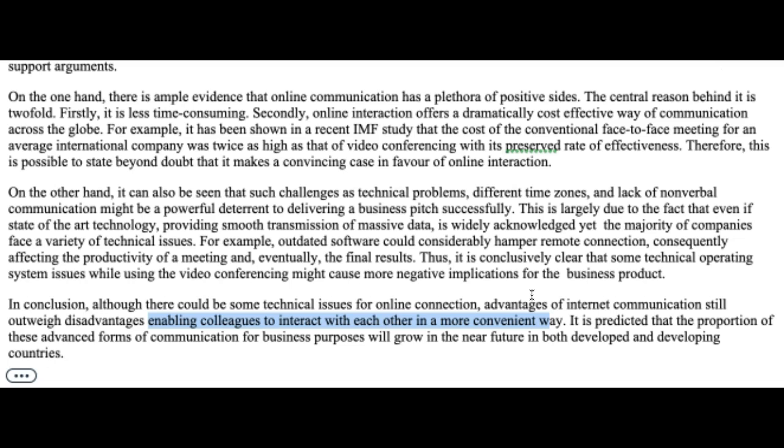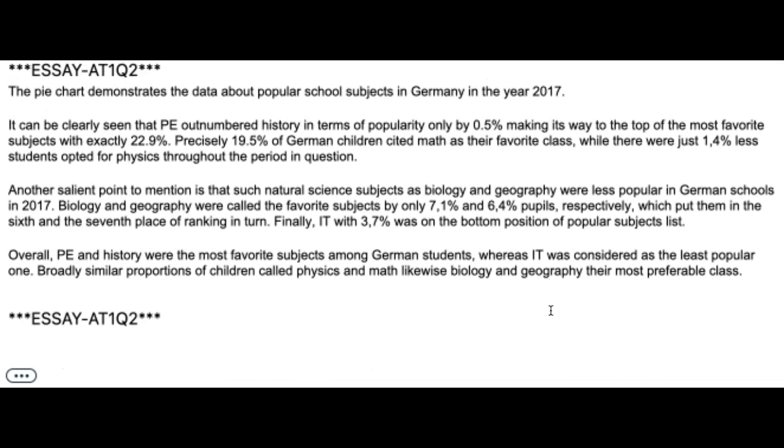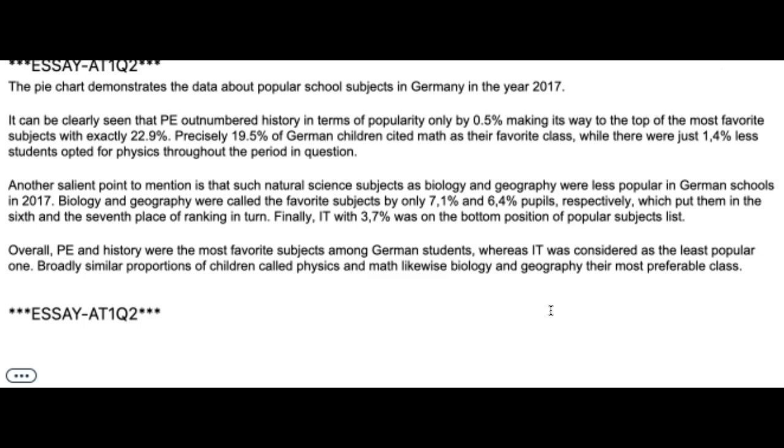I think it'd just be easy if we said something like, it is predicted that the trend of online community creation for business purposes will continue to grow in the near future in both developed and developing countries. Okay, great work, though. The pie chart demonstrates the data about popular school subjects in Germany in the year 2017. We're clearly seeing that PE out of the history in terms of popularity, but by only 0.5%, making it to the top of the most favorite subjects were exactly 22.9 out of 10.